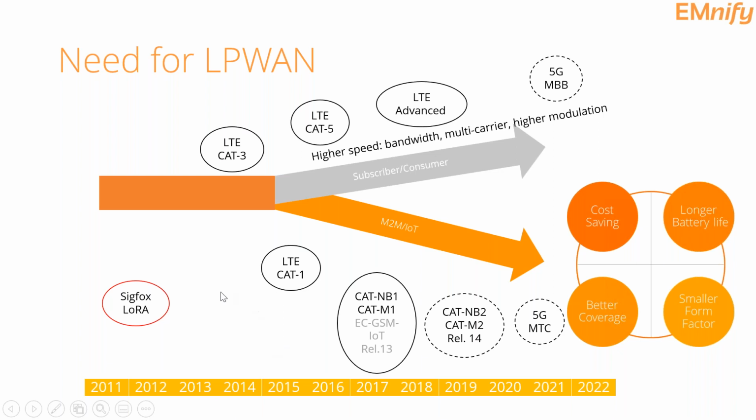As you can see here on the lower left, there are some technologies that evolved from the cellular side. This is LTE Cat 1, Cat narrowband 1, and Cat M1. These are the first release of narrowband IoT and LTE-M, but there are actually new specifications now out, and the first devices available with Cat NB2 and Cat M2. So there's a continuous improvement on the cellular side in the direction of 5G machine type communication, which is the IoT domain for 5G.